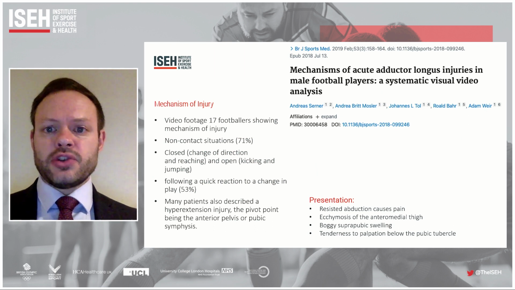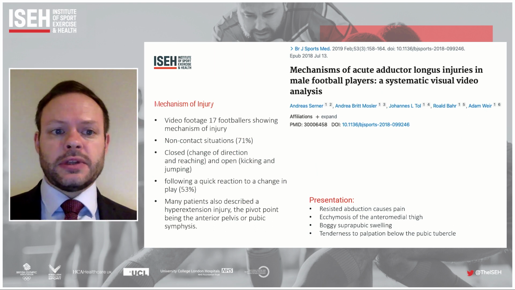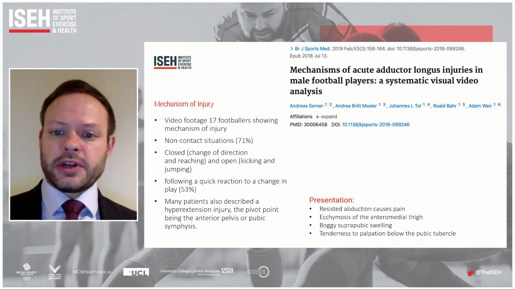So the mechanism of injury, there's been some good work on video footage from footballers, and it's mainly non-contact situations that we see this injury. The presentation is resisted abduction causing pain, bruising around the anterior medial thigh, and usually a boggy swelling. Patients also describe hyperextension injuries due to the pivot point of the pelvis.